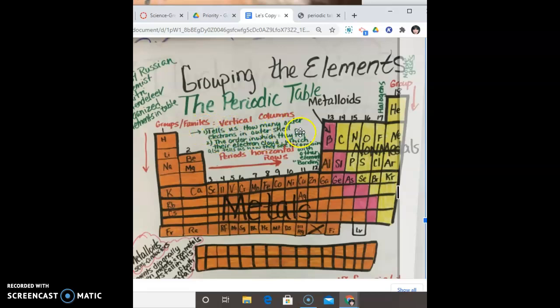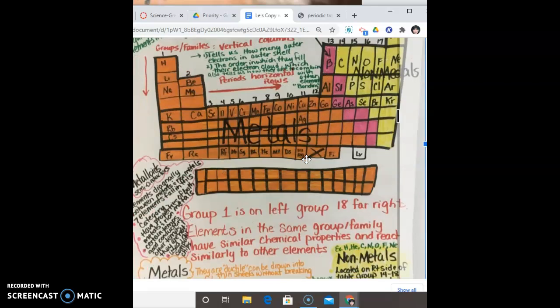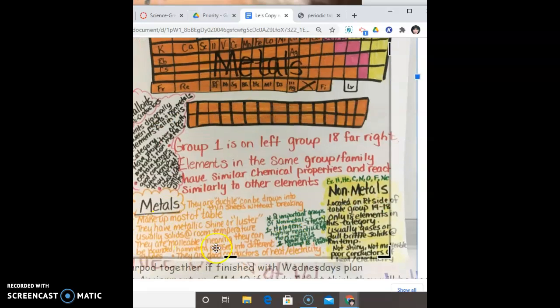This tells us how many outer electrons are in their outer shell, the order in which they fill their electron cloud, and it also tells us how they like to combine to form other elements, okay? So let's talk about this for just a second. I've got it color-coded, and notice that the yellow represents the non-metals over here. And the majority of the elements on the periodic table are metals. So those are in our orange.